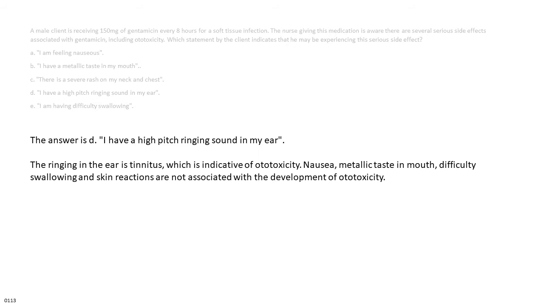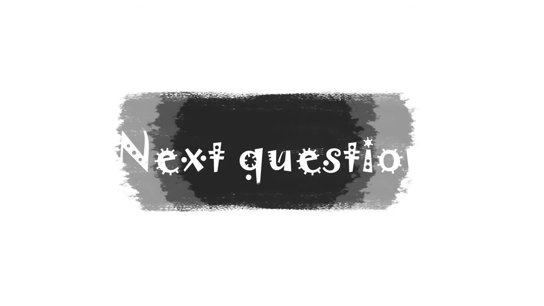The answer is D. I have a high-pitched ringing sound in my ear. The ringing in the ear is tinnitus, which is indicative of ototoxicity. Nausea, metallic taste in mouth, difficulty swallowing and skin reactions are not associated with the development of ototoxicity.